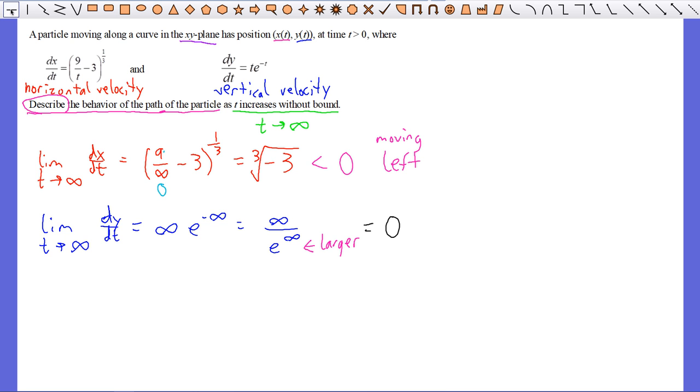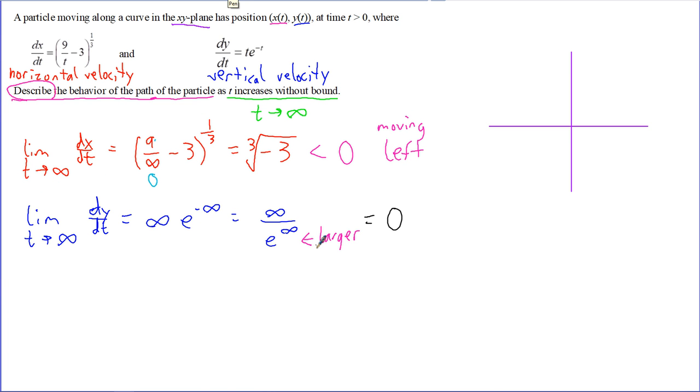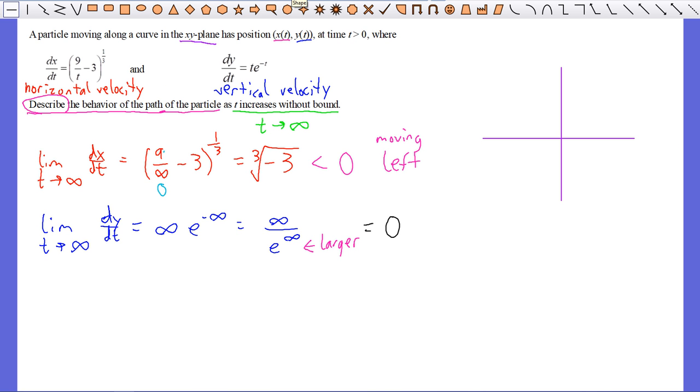So here's what the graph is going to be looking like. We draw it out here. We know it's moving left, and we know that the vertical velocity is getting close to zero, so it's not moving very quickly. It's almost not moving at all in the vertical direction. Well, how could that happen? How could it be moving less and less and almost not moving up or down as it moves left? Well, the only way that can happen graphically is if we have some horizontal asymptote somewhere.